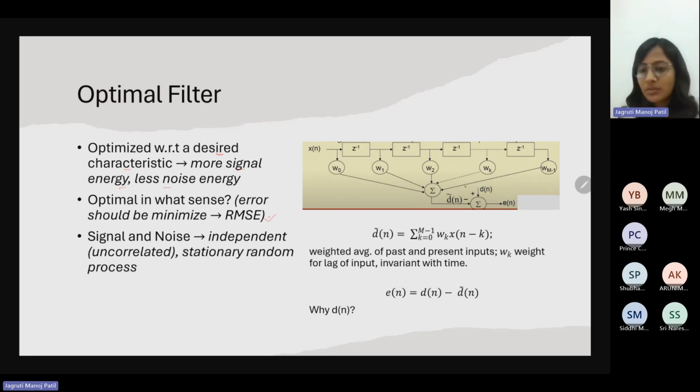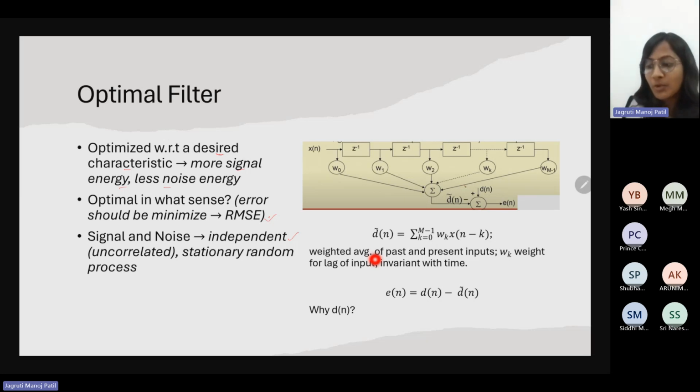Suppose that you all know that root mean square error is just that if you measure something and you have the ideal value for it, then you try to minimize the difference between these two values. So this optimal filter and this particular approach is only applicable when the signal and noise are both independent, in a way that they are not correlated.